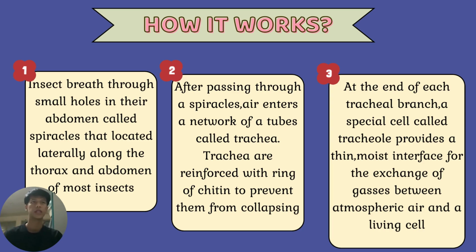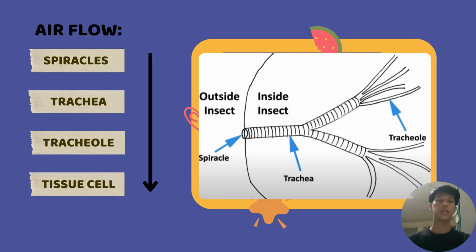Next, after passing through a spiracle, air enters a network of tubes called trachea. Trachea are reinforced with rings of sheathing to prevent them from collapsing. At the end of each trachea branch, a special cell called a tracheole provides a thin, moist interface for the exchange of gases between atmospheric air and a living cell. The airflow through the tracheal system starts from the spiracle, then trachea, followed by tracheole, and lastly tissue cell.